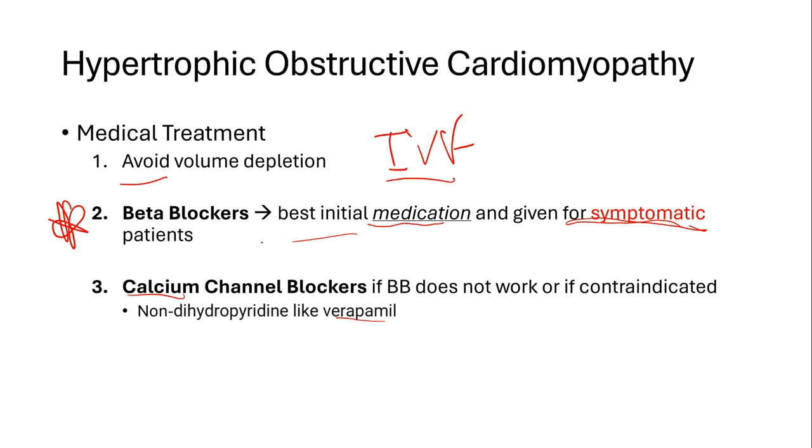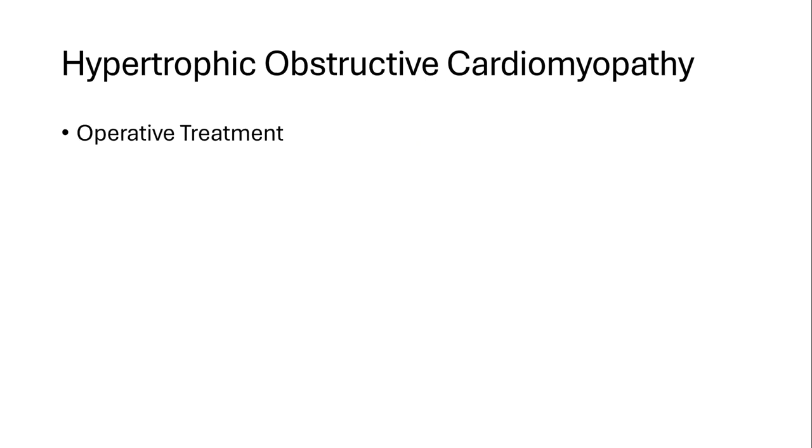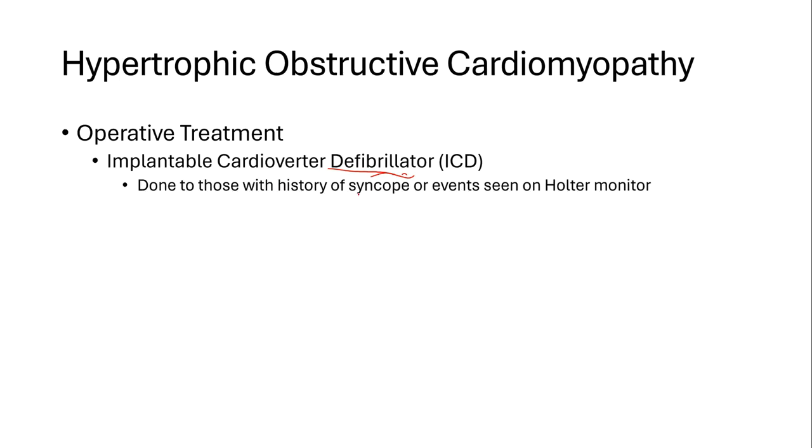Okay? Now let's talk about operative treatments. The operative treatments are going to be something known as an ICD. If you watch the video on dilated cardiomyopathy, we use something known as an AICD. Heart failure and cardiomyopathies need some sort of defibrillators. So who gets a defibrillator? These are done to those with a history of syncope or events seen on Holter monitor. Those individuals that are coming in with symptoms in those question stems, they need an ICD.